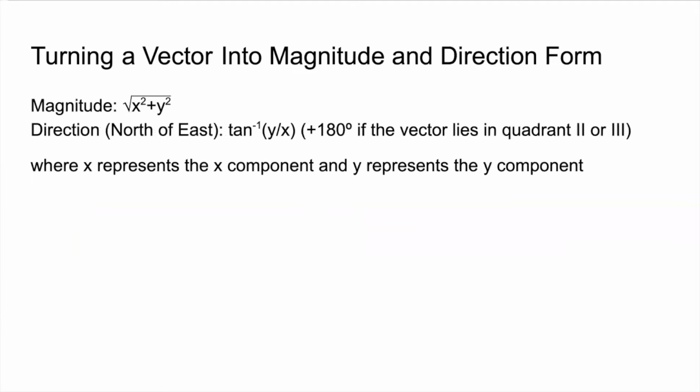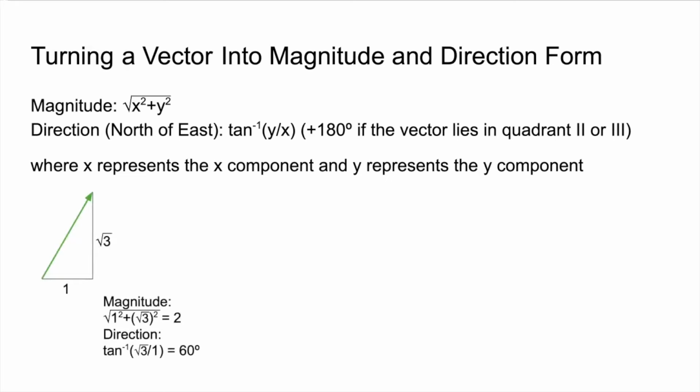You can also turn a vector back into magnitude and direction form. The magnitude is the square root of x squared plus y squared. That's just the Pythagorean theorem. And the direction north of east is arctan of y over x. And if the vector lies in quadrant 2 or 3, you must also add 180 degrees.